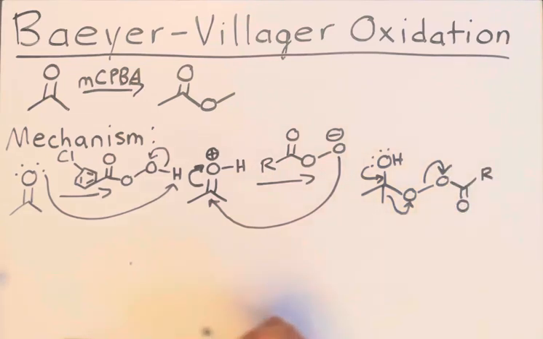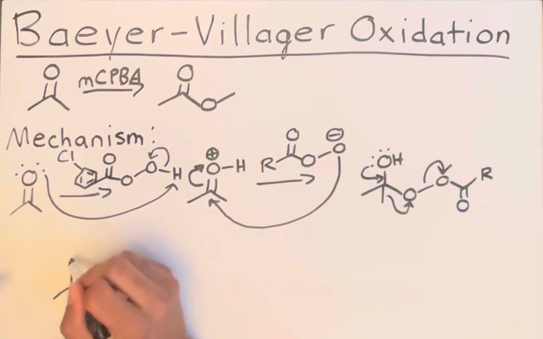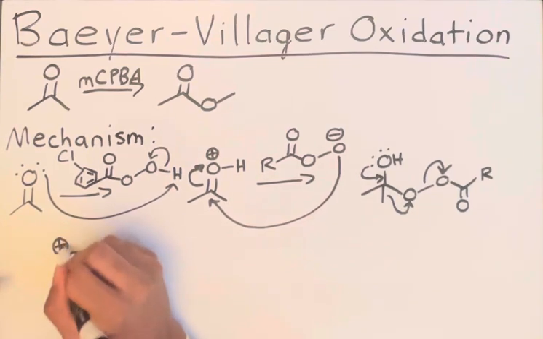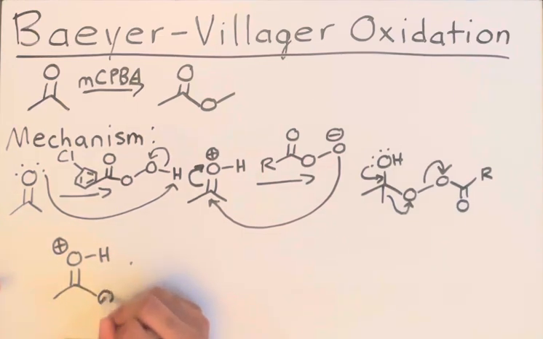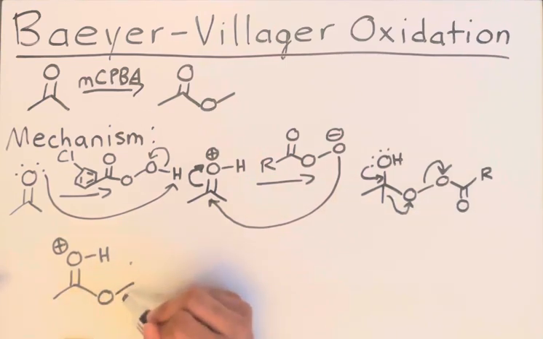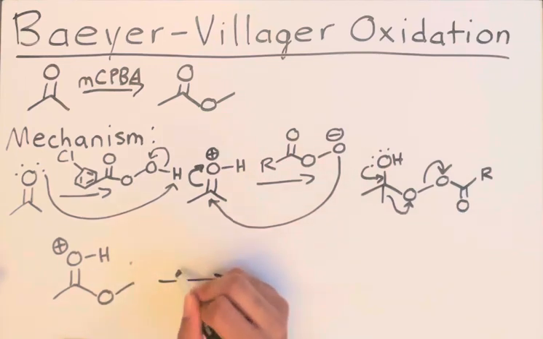So now what we get is, I'll draw the molecule down here, our carbon-oxygen double bond reformed. Our oxygen has a positive charge. And then we have our oxygen here with our alkyl group that we shifted from here to there. So now what we can do is we can bring back our used up mCPBA, which looks like this.